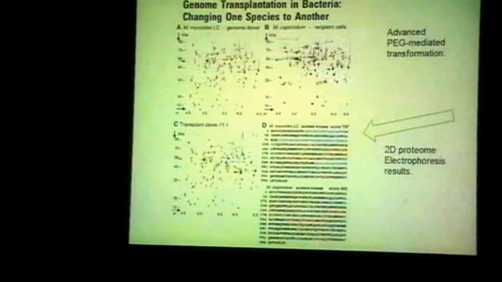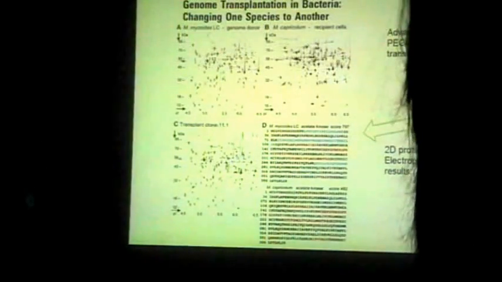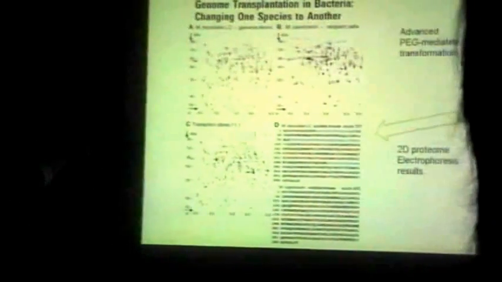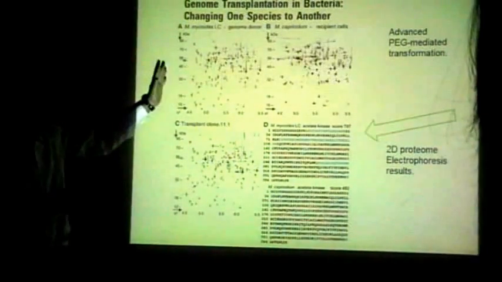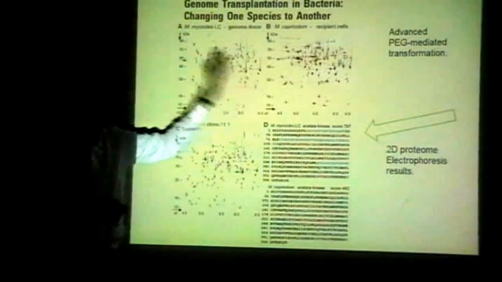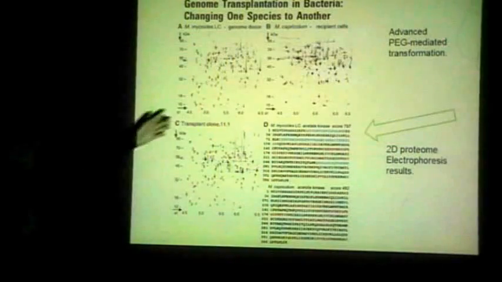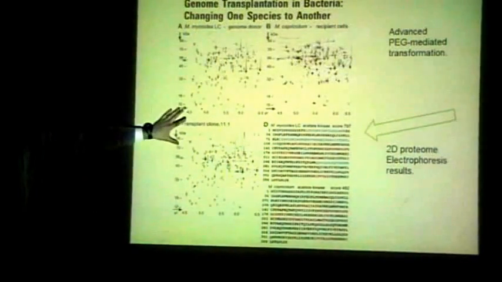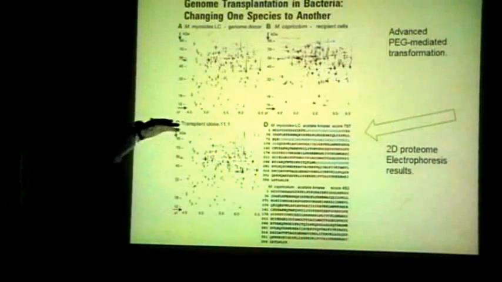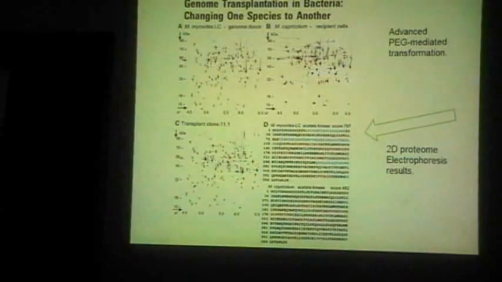what you can see from this picture, this is Mycoplasma mycoides two-dimensional gel electrophoresis, and this is Mycoplasma capricolum, and you can see nothing similar between the two, but almost everything is similar for Mycoplasma mycoides and for our transplantant clone. So what we did, we successfully converted one species into another. So, go next.